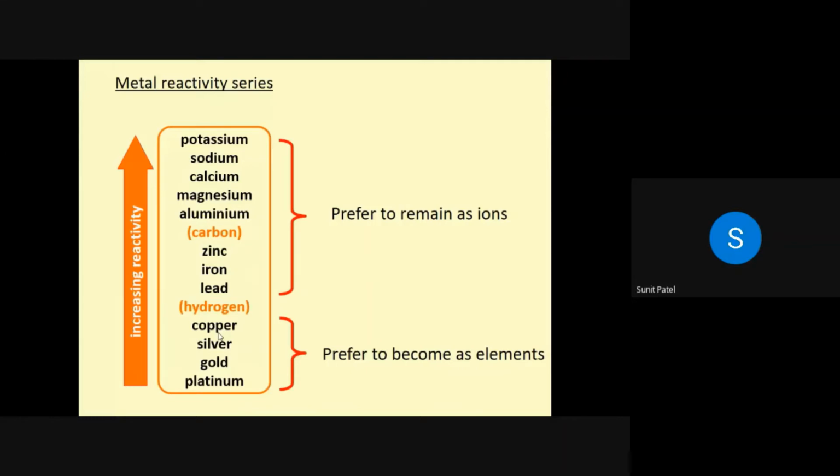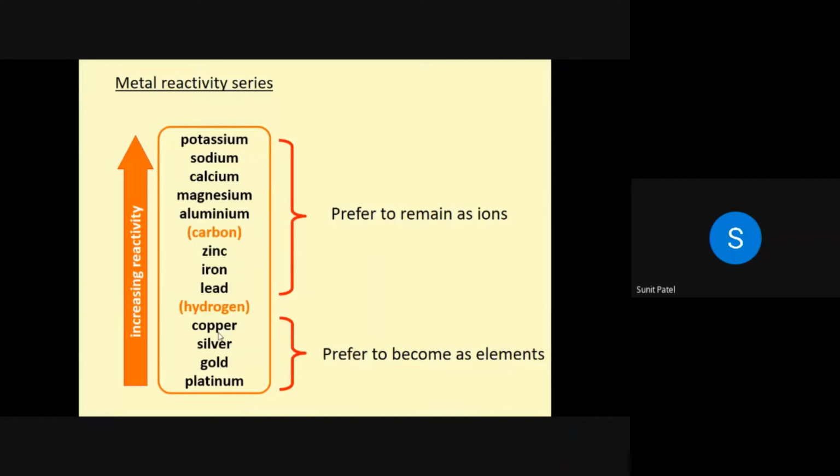If we look at this, anything below hydrogen or carbon can be quite easily separated with electrolysis, but anything above carbon is more reactive than carbon. They won't react directly with carbon. That's the thing.